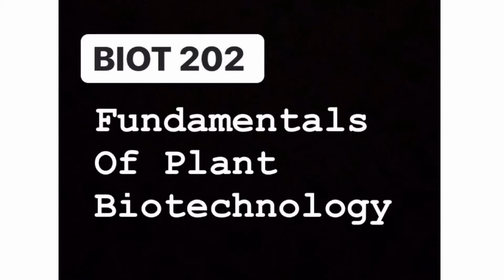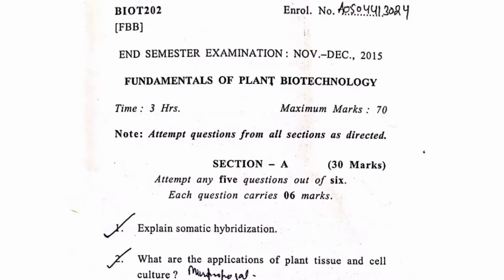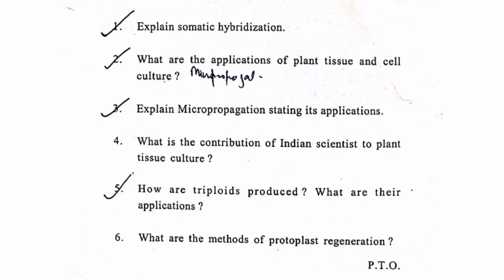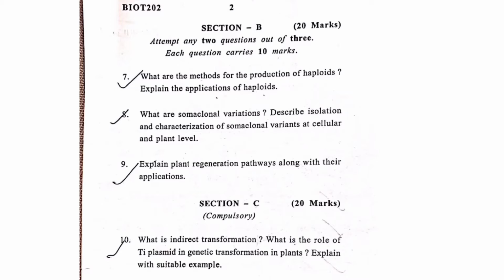Let's start with Fundamental of Plant Biotechnology. The paper is divided into 3 sections. Section A, that is 6 markers. There are 6 questions, and out of which you're supposed to attempt any 5 questions. Then comes section B, in which 3 questions are there and you're supposed to attempt any 2 questions, 10 marks each, and section C, that is 20 marks.